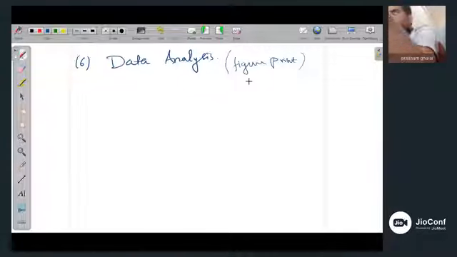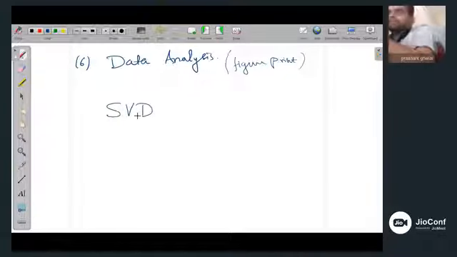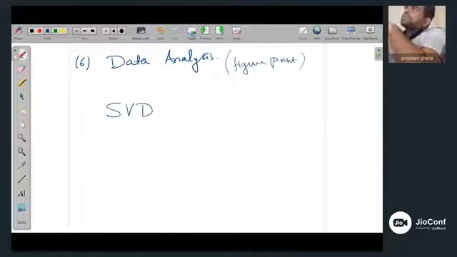This approximation theory is a very big subject, so I'm talking here a little bit about one part of it called singular value decomposition. In short, it is known as SVD, singular value decomposition. Now let me talk about that.